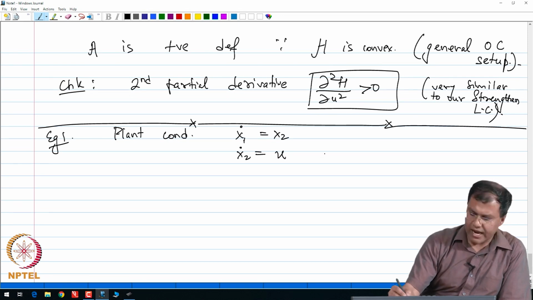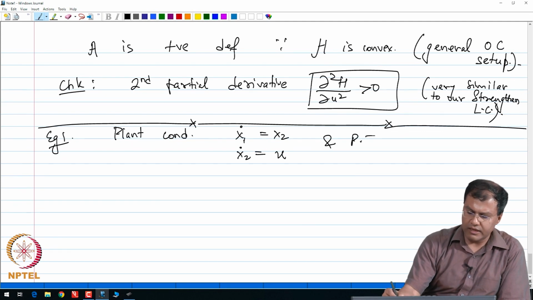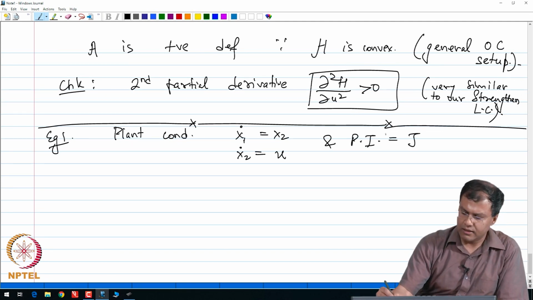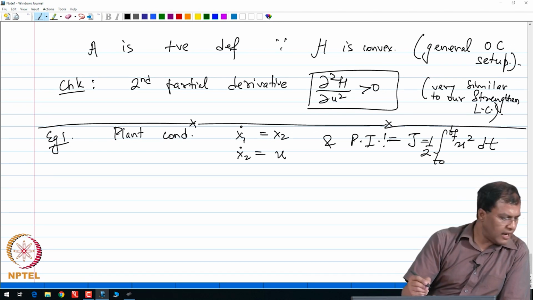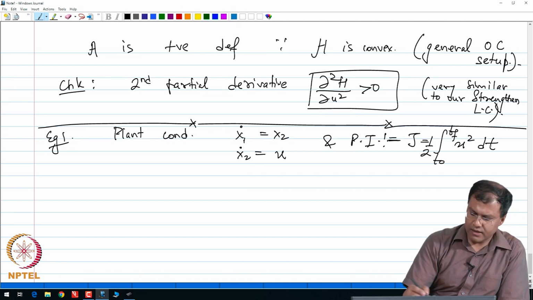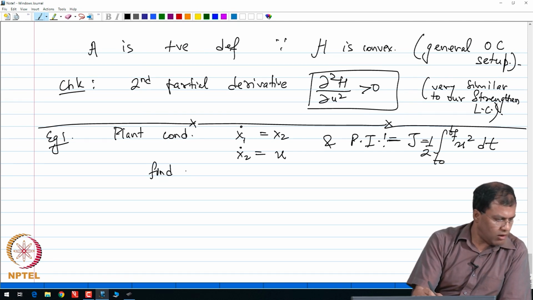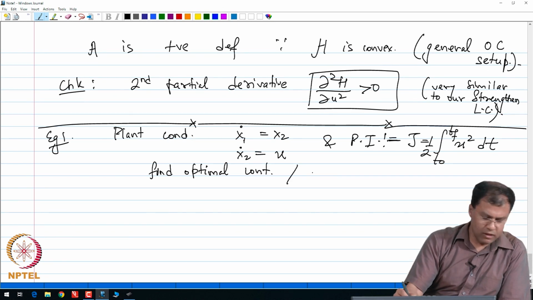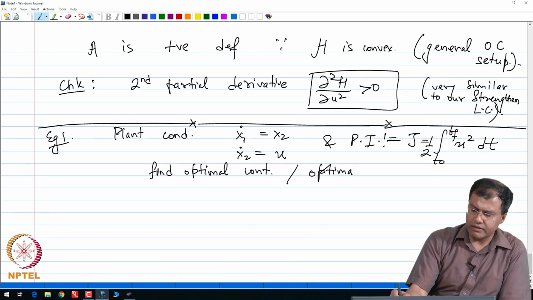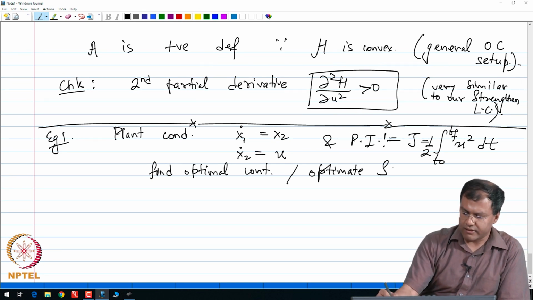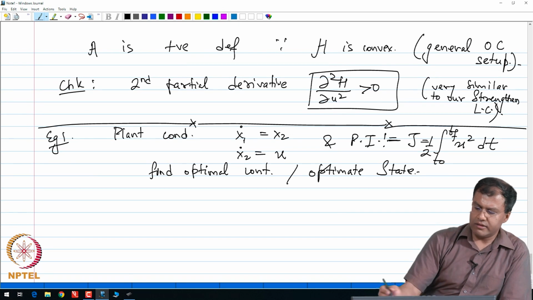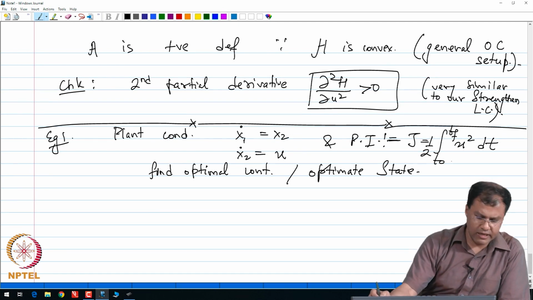u is a function of t, and my performance index is given by J is equal to the integral from t0 to tf of half u square dt, and then we need to find the optimal control and the optimal state. So, basically we need to find u and x, which is a vector in this case. Notice that this is a case where the cost function is set equal to 0.